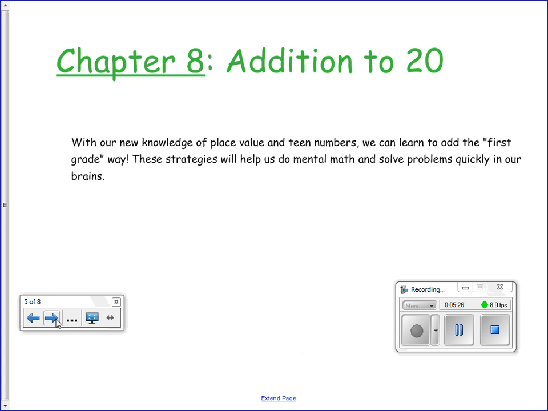In Chapter 8, we used our knowledge of place value and teen numbers to add the first grade way. These strategies will help us do mental math and solve problems quickly in our brains.